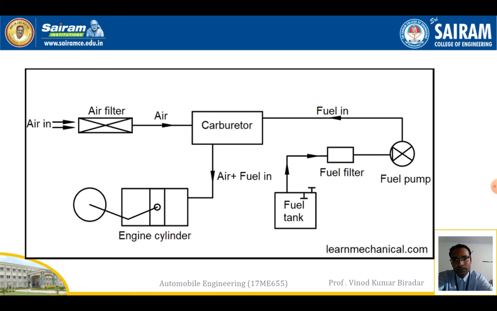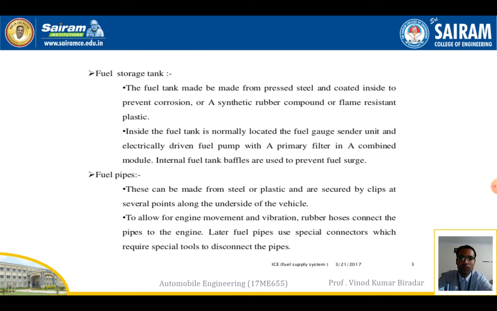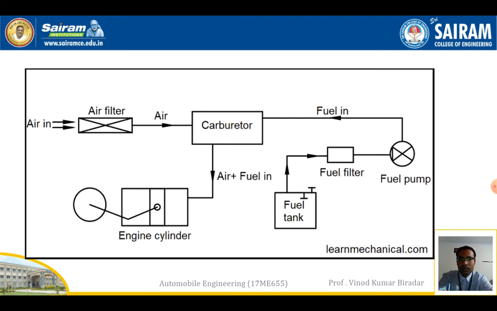The carburetor is connected with two ports: one from the air filter, through which atmospheric air comes continuously into the carburetor, and one more which sends air-fuel mixture to the engine cylinder. So these are the main parts for supplying fuel from the fuel tank to the engine. Now I am going to explain how it works, so look at this carefully.